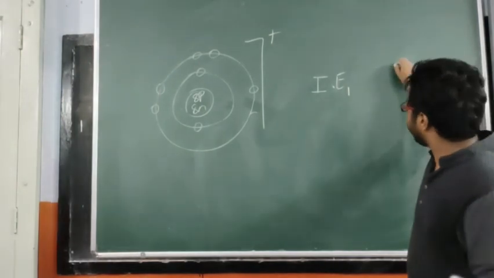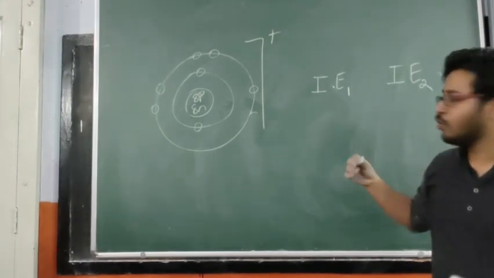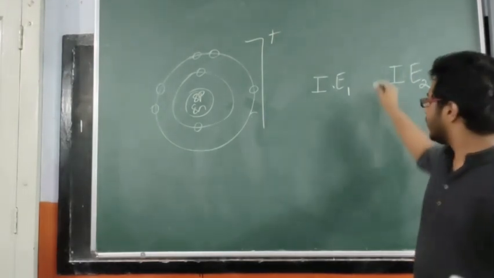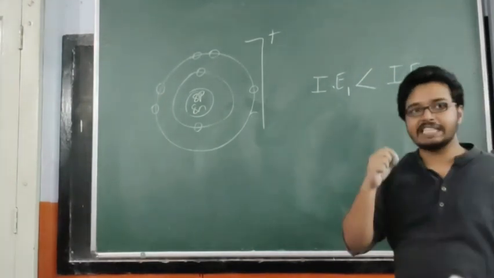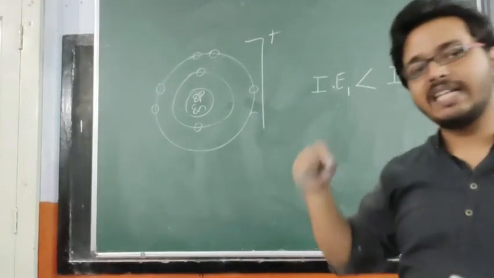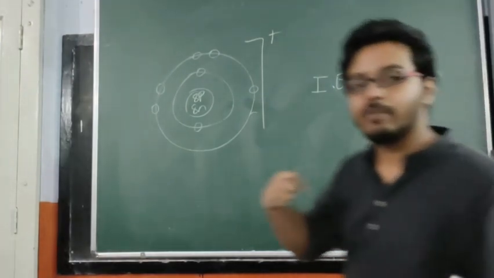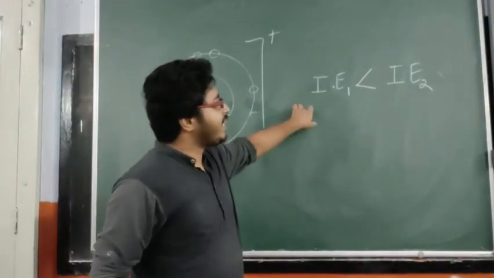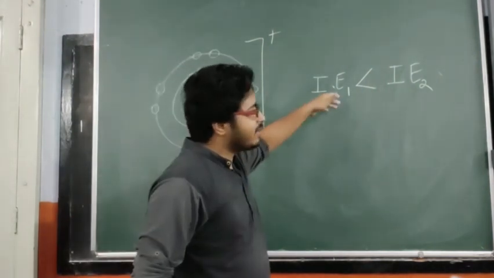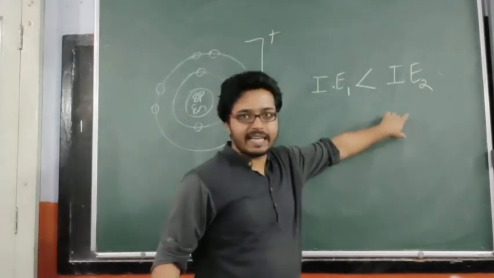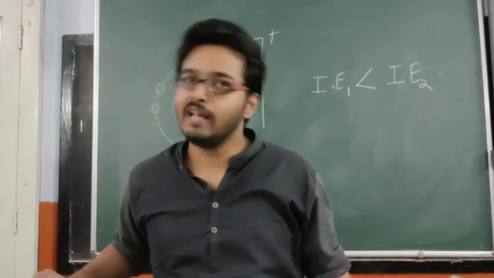The second ionization energy, after removing the second electron, is IE2. There is no doubt that the second ionization enthalpy is always greater. Removing the second electron consecutively from the same atom requires more energy compared to removing the first electron. So IE1, the first ionization enthalpy, is lesser than the second ionization enthalpy, which is always greater than the first.